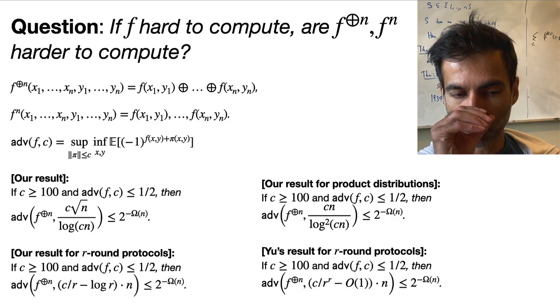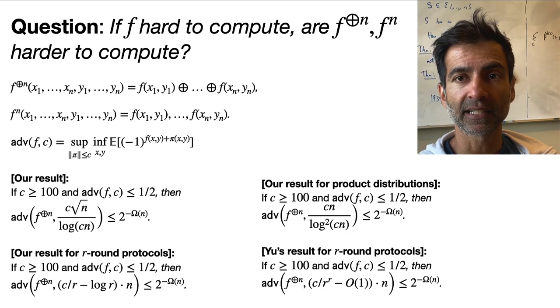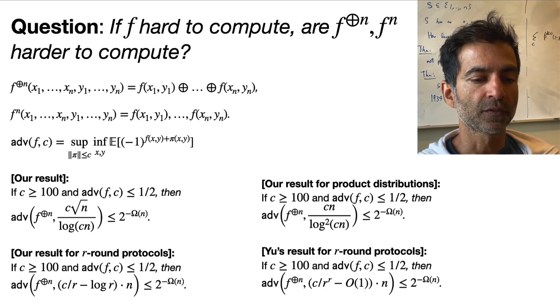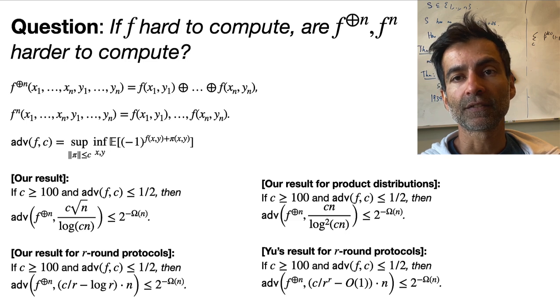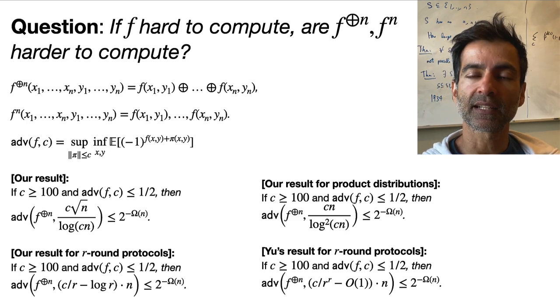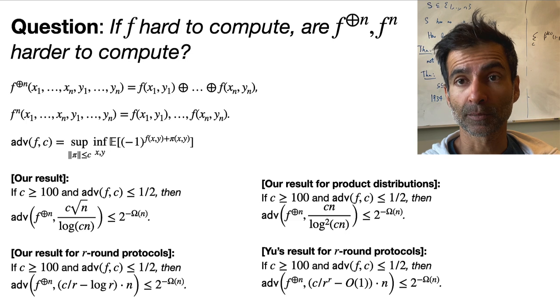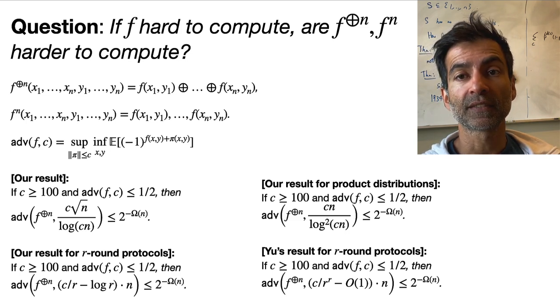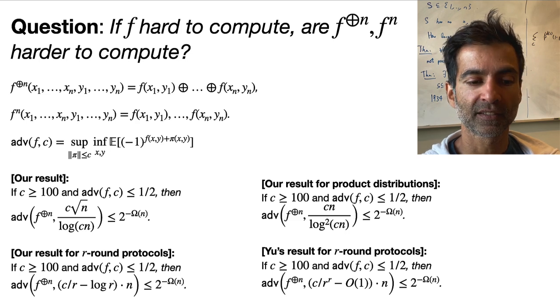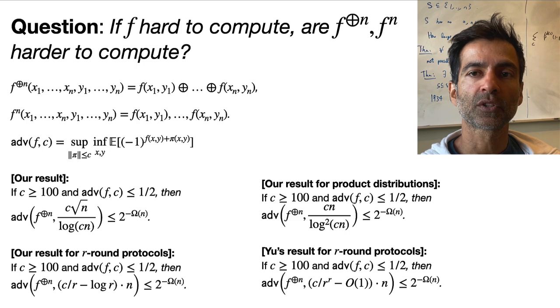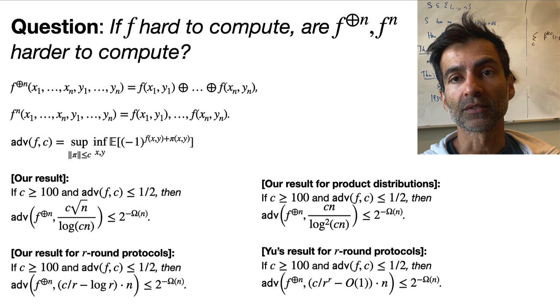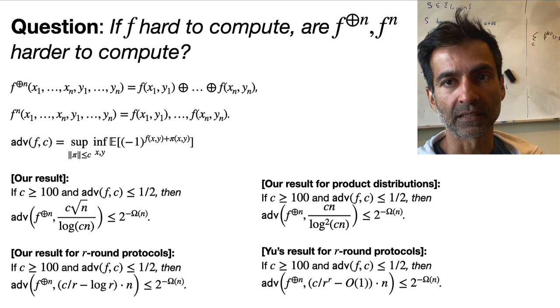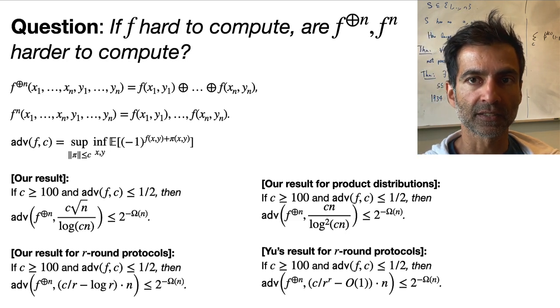In fact, we have results for many other settings. So, for example, in the average case setting where the inputs are drawn from a distribution and that distribution is a product distribution, then we even get exponentially small bounds even if the communication is increased by an almost linear factor. And in the setting of R-round protocols, the case that Yu studied, we get improved bounds. So instead of an exponential loss in R, we just have a linear loss in R.